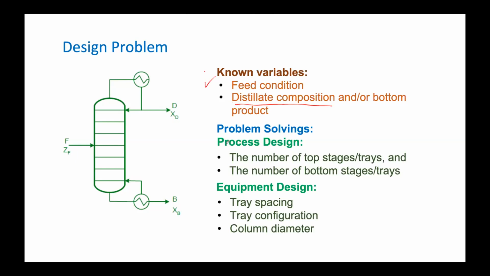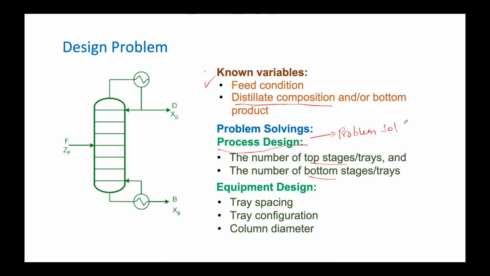And then there are two kinds of problems. For a bachelor degree, we call it process design, designing the column. The process design would be designing the number of top stages, the trays, and also the number of bottom stages. For a master degree, we're going to move towards problem solving.